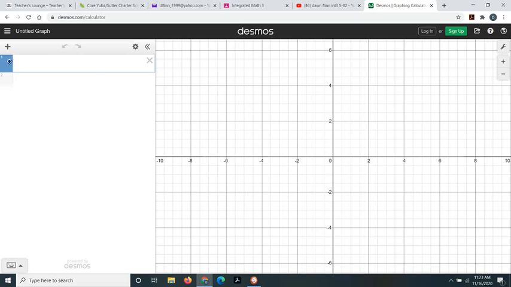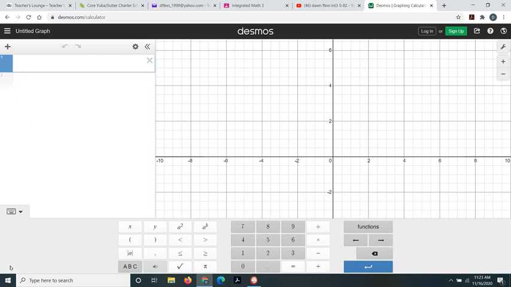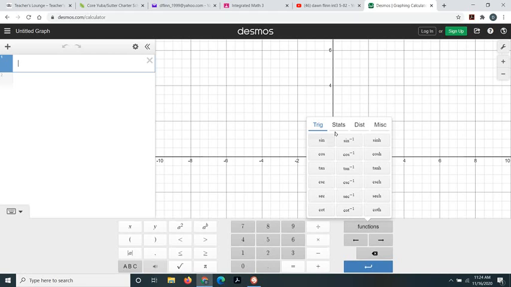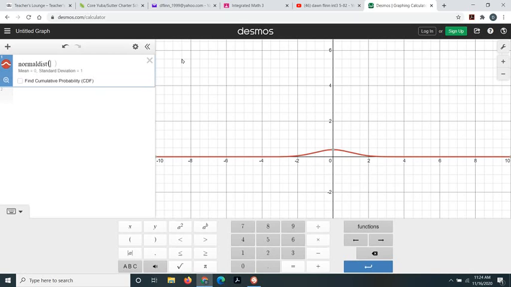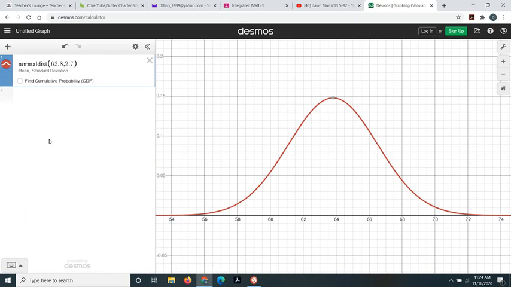So how do you do it again? You go to functions, and then you go to distributions, DIST, and then go to normal distribution. And then it wanted the 63.8, that was the mean, because see how it says mean, comma, standard deviation. So we want to put a comma. And then they told us our standard deviation was 2.7. And we're working in inches. So be careful because they give us some heights in feet, and you got to convert them.